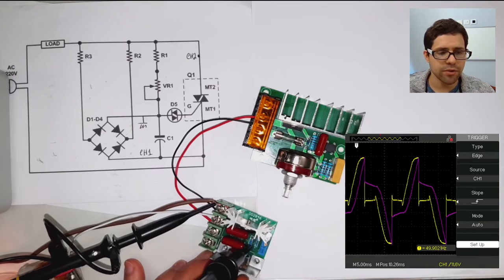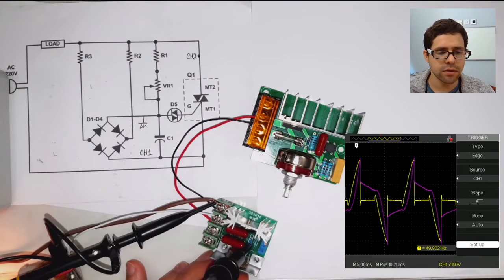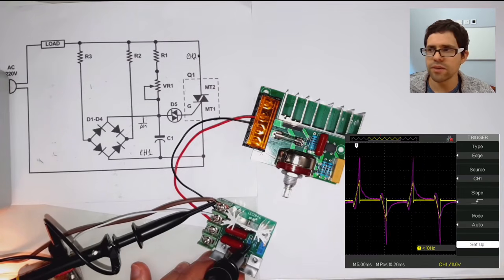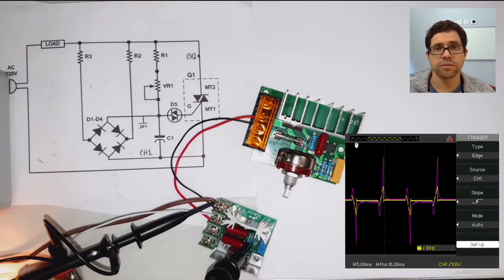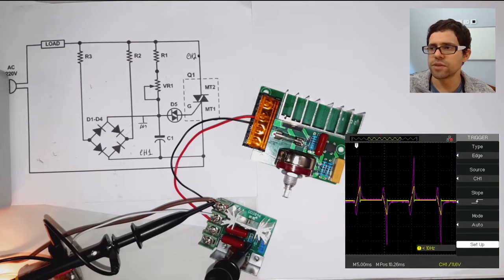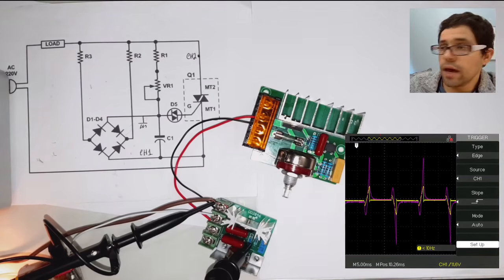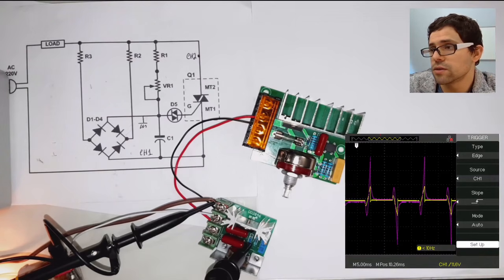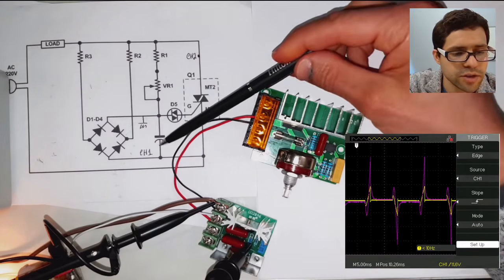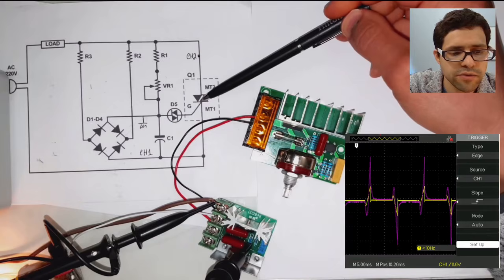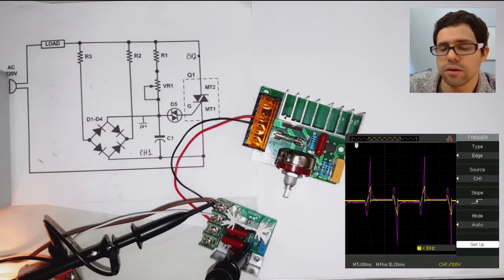Now, as I increase the duty cycle, so as I increase my phase angle, we can see that we now approach very much an ideal situation where the diac reaches 30 volts, it breaks down and it discharges C1 into the gate of the triac, and so this is our ideal condition.